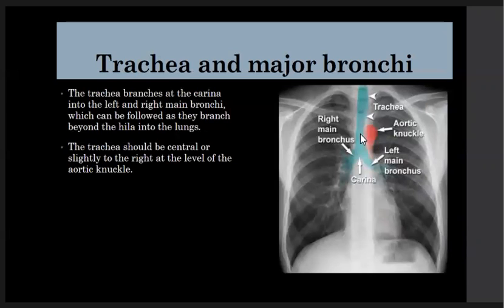As we see here, this is the trachea. The trachea branches at the carina to the left main bronchus and right main bronchus, at the level of T5. And the trachea should be central or slightly to the right side at the level of the aortic knuckle.